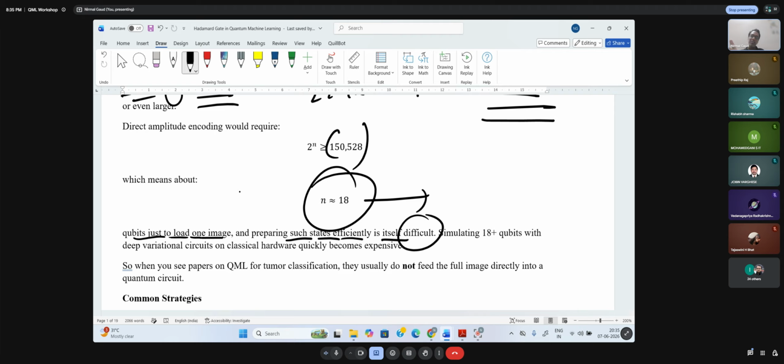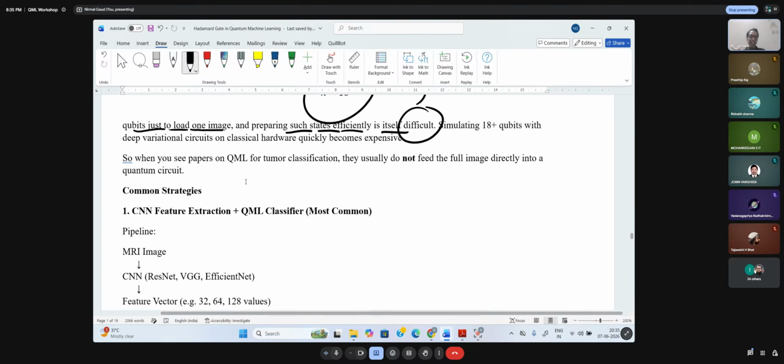In fact, you will say, sir, we will use machine learning or deep learning or convolution, we will not use quantum. Quantum, by its name, is told to solve complex problems, but it itself gets stuck in such a scenario. Simulating 18 qubits with a deep variational circuit on classical hardware is very expensive. It will solve in one day also, I'm not sure.